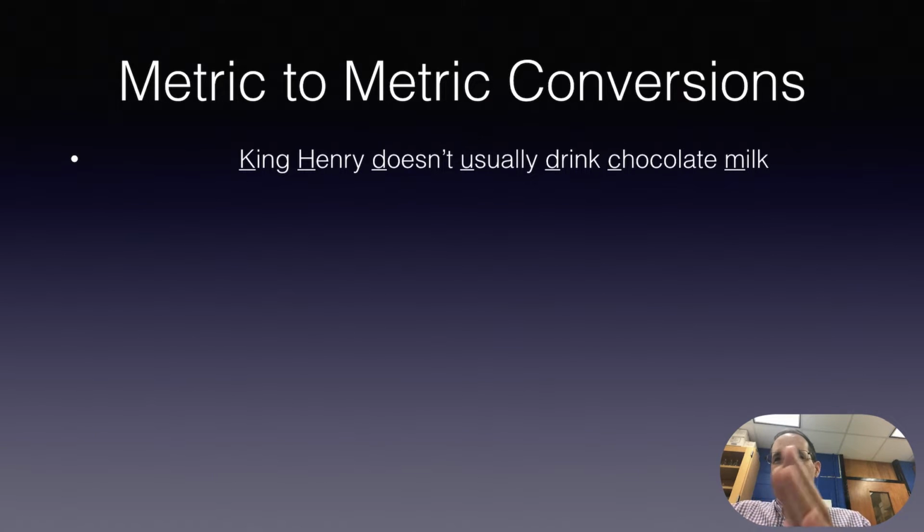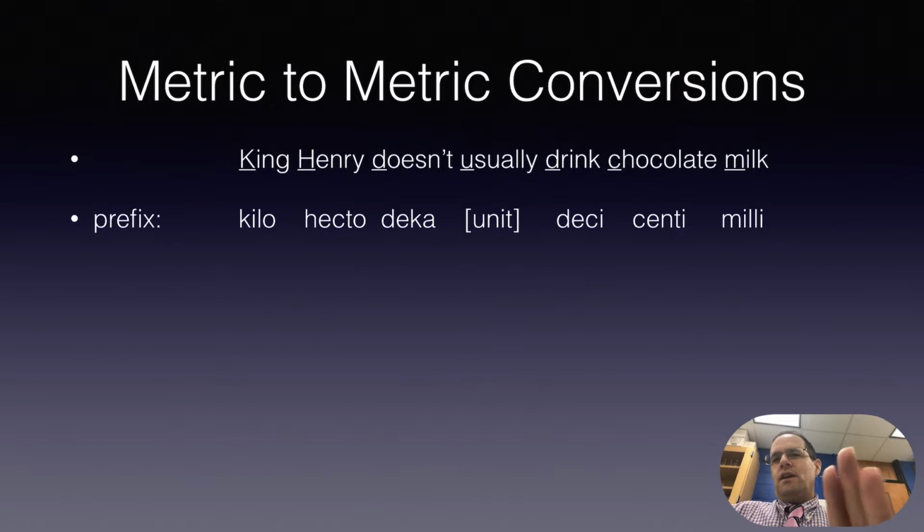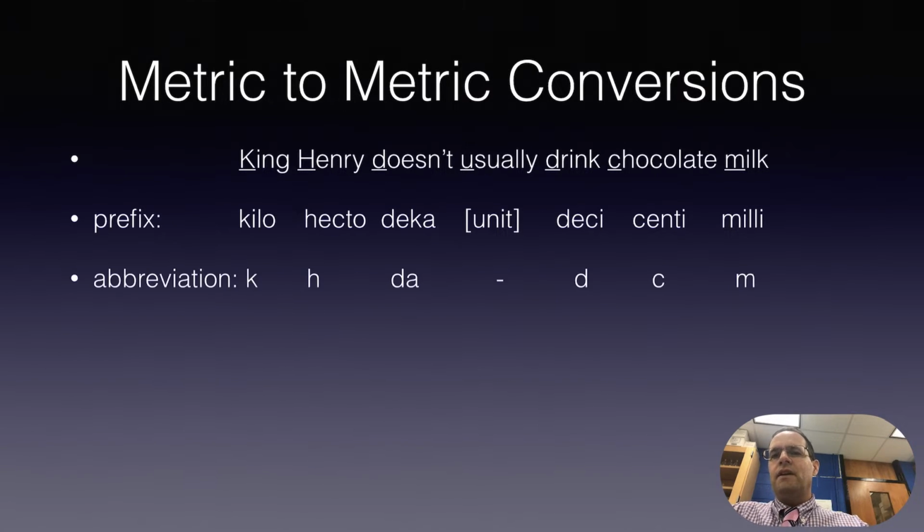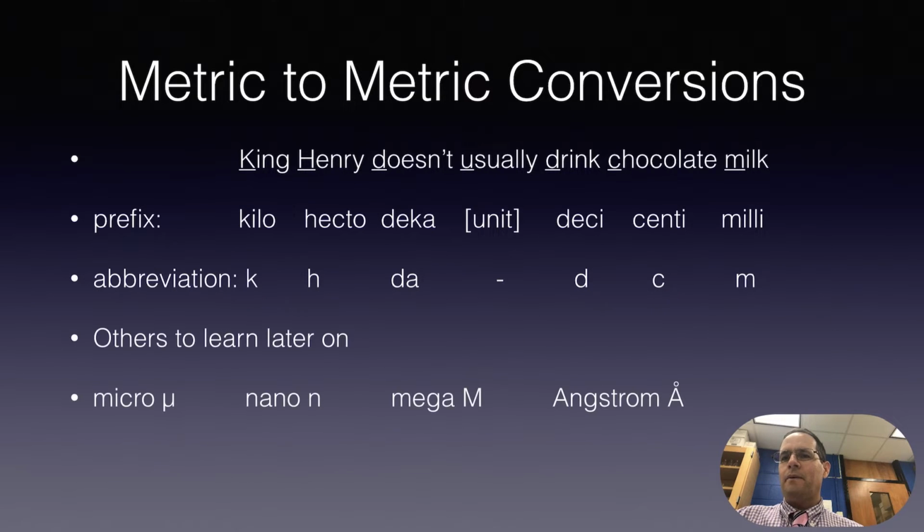Now, the first letter of each word stands for the prefix. So the prefix for K is kilo, hecto, deca. The unit doesn't have a prefix. And then you have deci and centi and milli. All right? So we abbreviate those. K, for example, is kilo. C is centi. And M is milli. Those are the most common ones in chemistry.